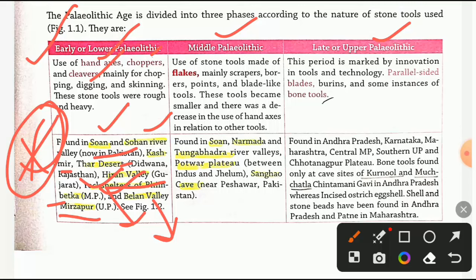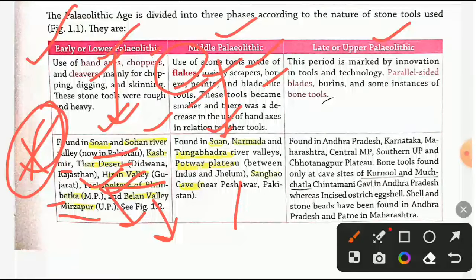Belan valley also, Mirzapur UP. And in the middle Paleolithic, they used stone made of flakes, mainly scrapers, point and blade like tools. Found in Soan. So here also you can find stone. Narmada and Tungabhadra river, Potwar plateau, Shangao caves near Peshawar, Pakistan.